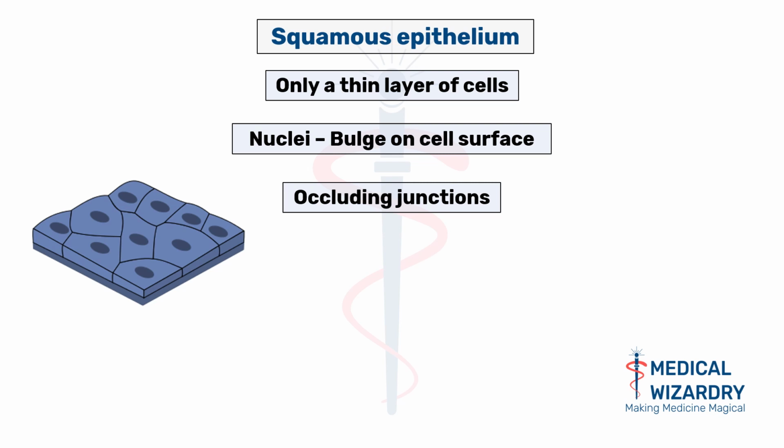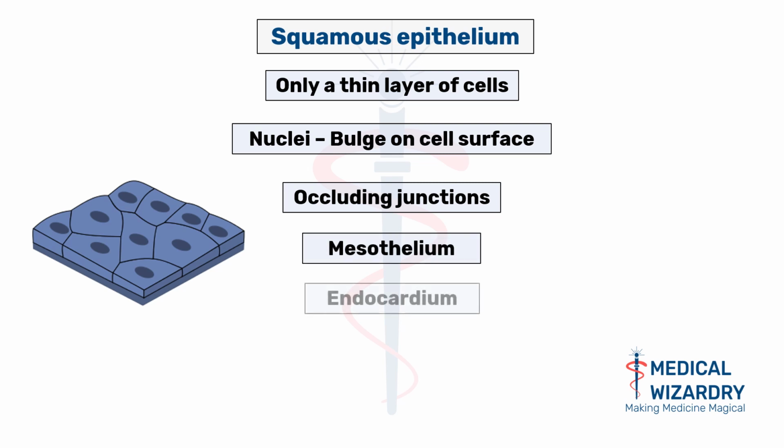If the squamous epithelium lines the serous cavities, it is called mesothelium. If the squamous epithelium lines the inner surface of the heart, it is given the name endocardium. The same squamous epithelium, when it lines the blood vessels and lymphatics, is known as the endothelium.